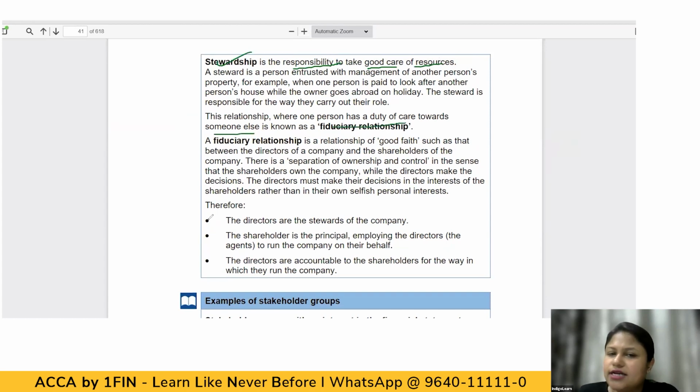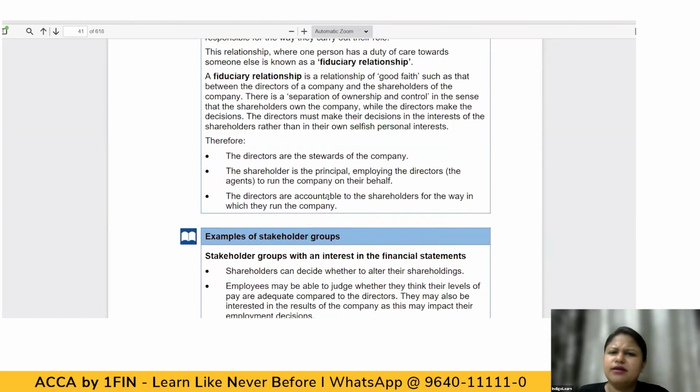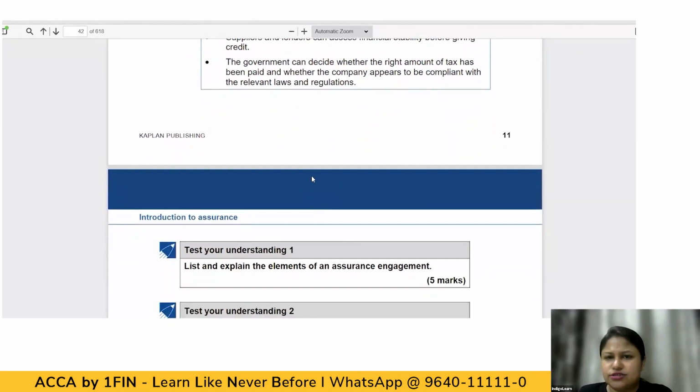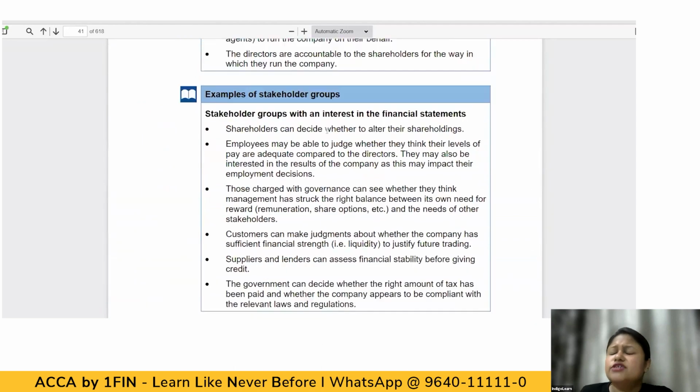So the final conclusion here is directors are stewards of the company. The shareholder is the principal, employing the directors on their behalf. Directors are accountable to the shareholders for the way in which they run the company. This is quite acceptable and understandable, no much discussion required, because as per the legal framework of companies you know who are the owners and who are the managers. So this is the basic discussion regarding the first topic, introduction of assurance.